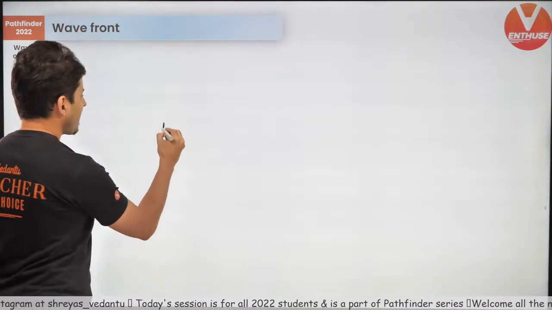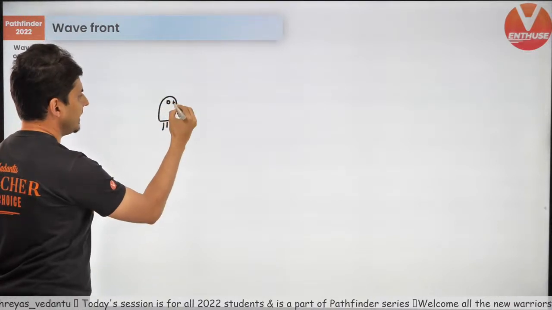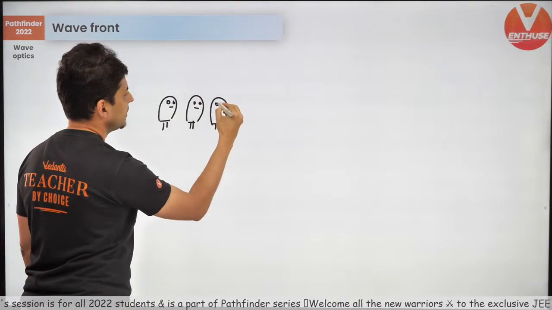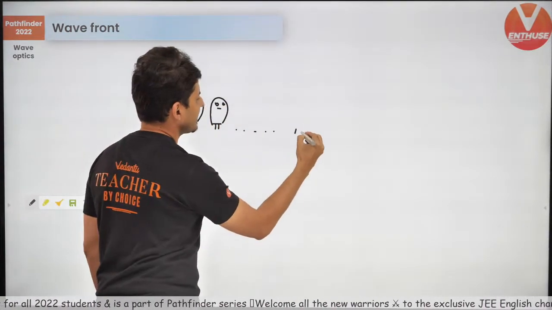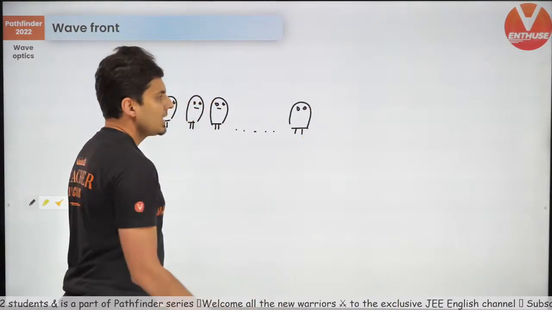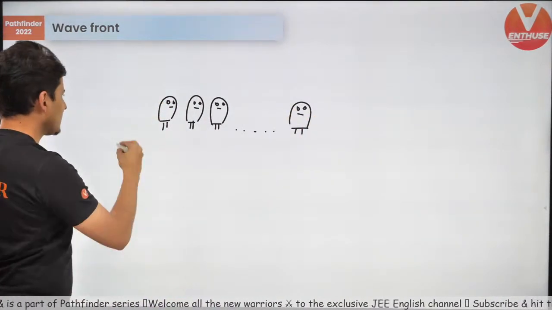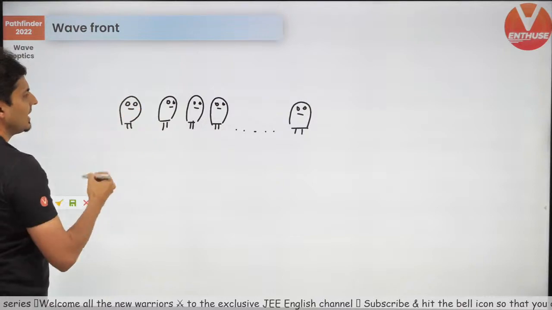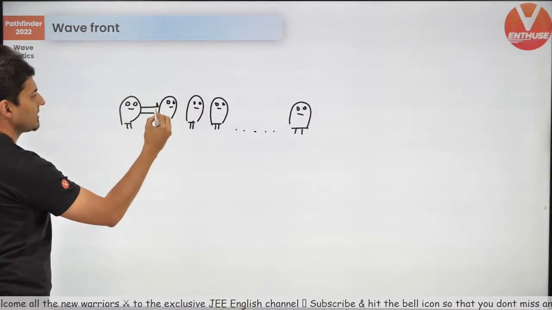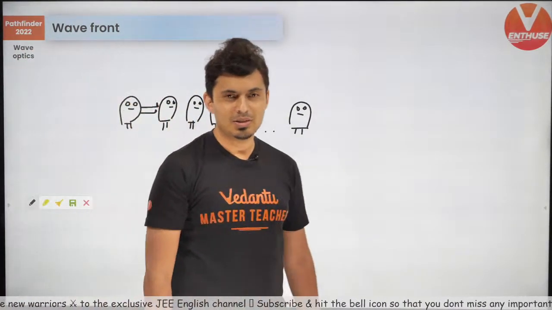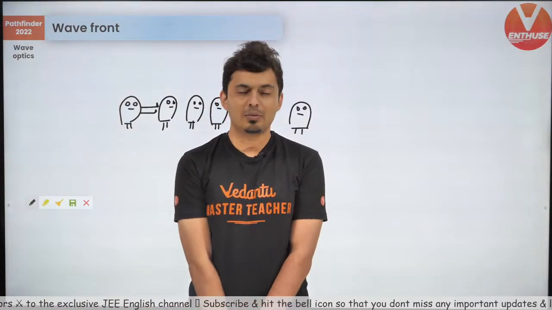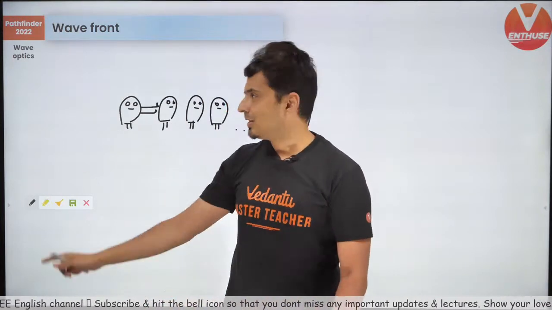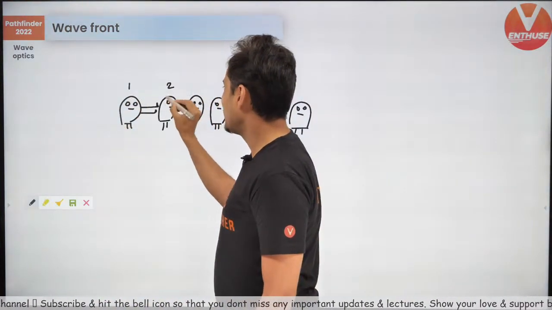Just imagine so many Pandus are standing in a line. This is one Pandu, this is one Pandu, this is one Pandu. There are many Pandus over here, standing in a line. Now there is one new Pandu who comes over here and pushes this Pandu. All these Pandus are just standing over here, holding their hands like this. So now this Pandu number 1 pushes this Pandu number 2.